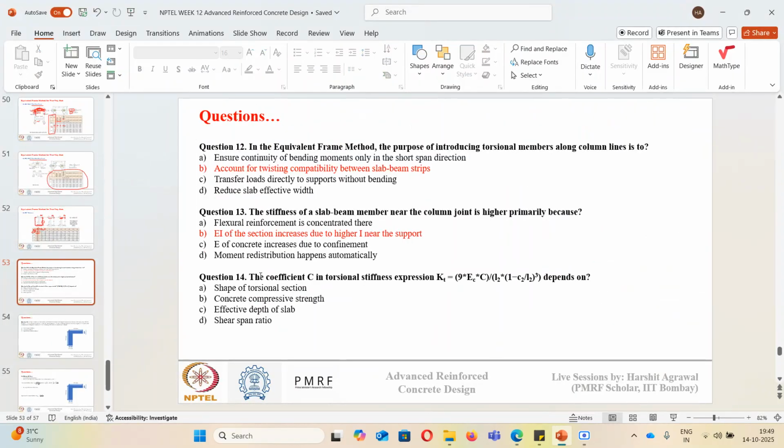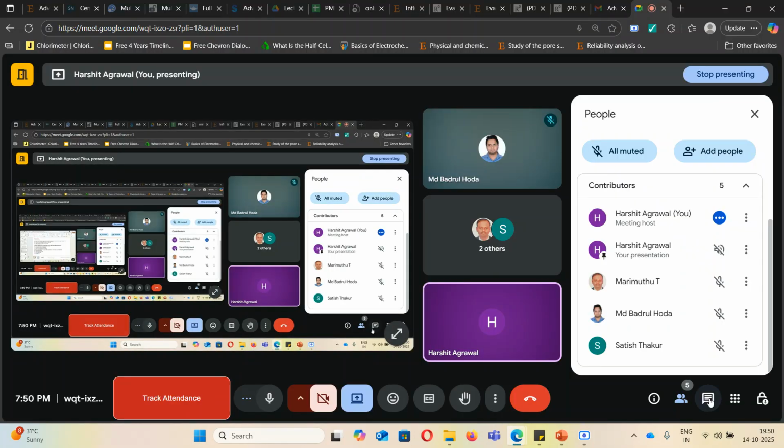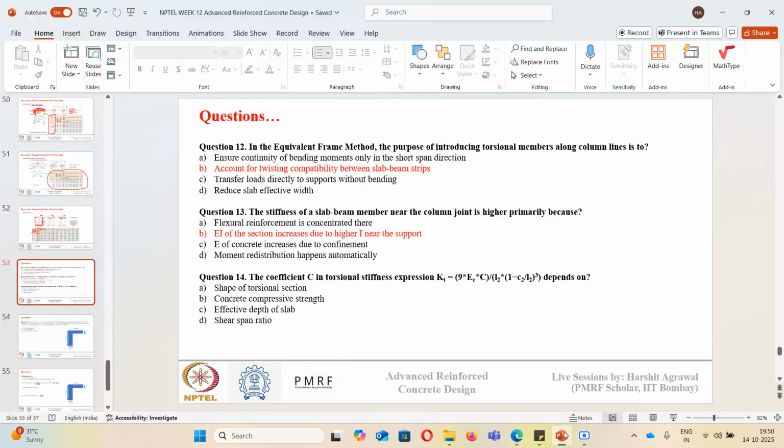Okay. Question number 14. The coefficient C in the torsional stiffness. This coefficient C, it depends upon which factor? Can anyone tell me the answer? What is this coefficient C dependent upon?